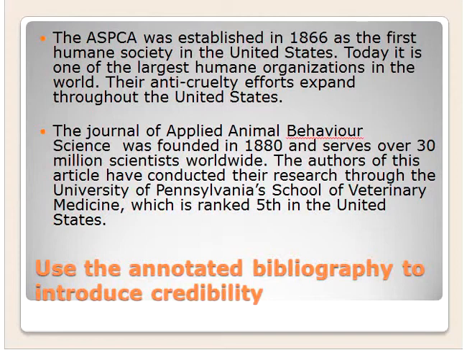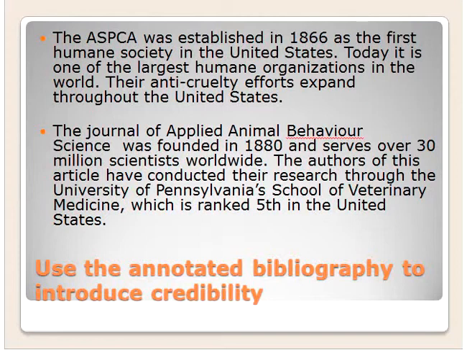And the second one, you can see she's talking a little bit about the journal that the source came from. She's going to need to finesse that a little bit because the reader might wonder, okay, well, why do I care about this journal at the beginning? And so you might want to start with this article, which appears in the Journal of Applied Animal Behavior Science, states this. The journal was founded in 1880 and serves over 30 million scientists worldwide.